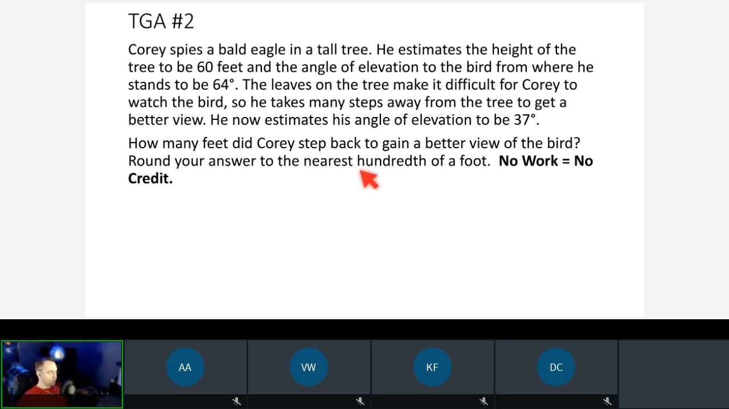So this problem, unlike problem number 1, wants hundredths of a foot. So that's 2 decimal places. Don't mess that up. I want 2 decimal places. When it says he takes many steps away, I'm going to give you a hint. It's more than 20 feet, but less than 100. So it is many feet. Somewhere between 20 and 100. There's something to help you out. If your answer is not between 20 and 100, it's wrong. For the final answer, we want how many feet he steps back.